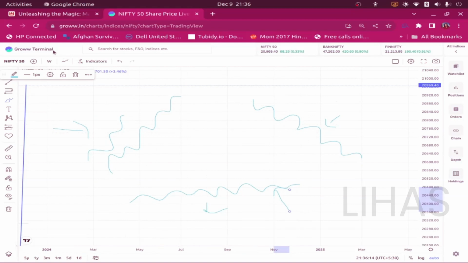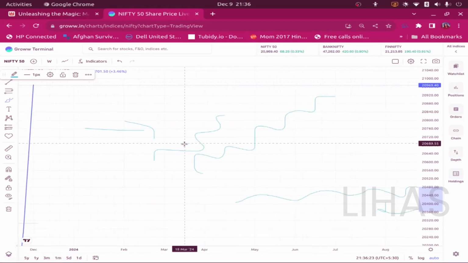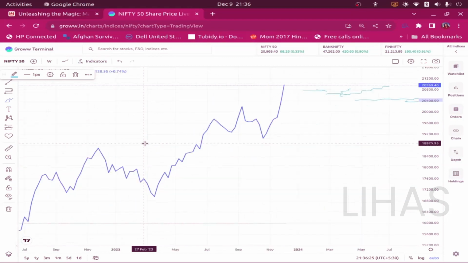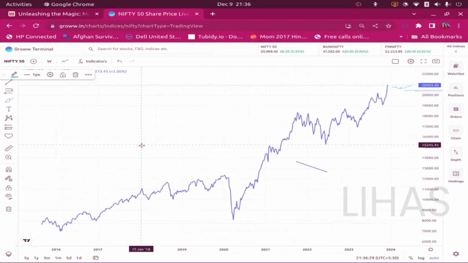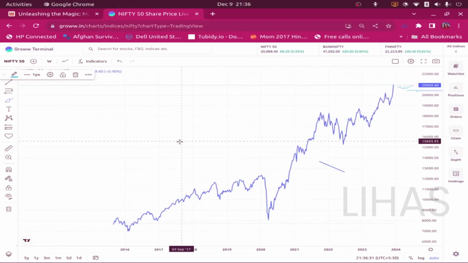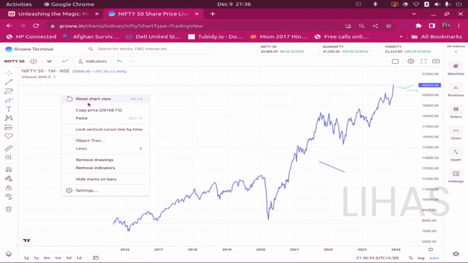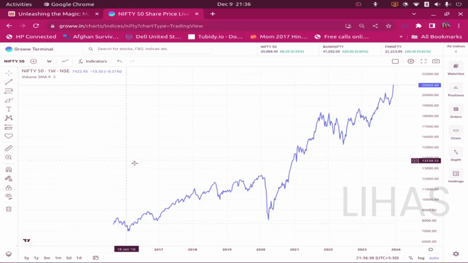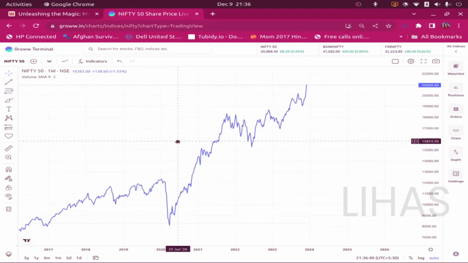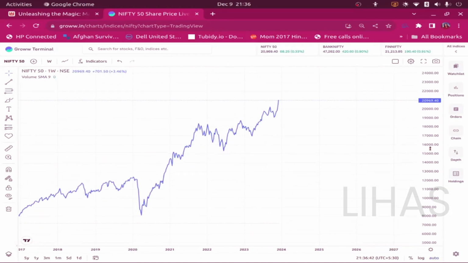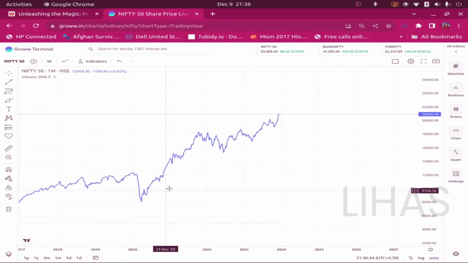Okay, so I'm using Groww right now. If you don't have Groww, you can use your own broker. I generally like Groww, that's why I'm using it. We'll see what exactly trend lines are and how to plot them. Alright, I'll first clear all the drawings here. Now what do you see here? What kind of trend is this?